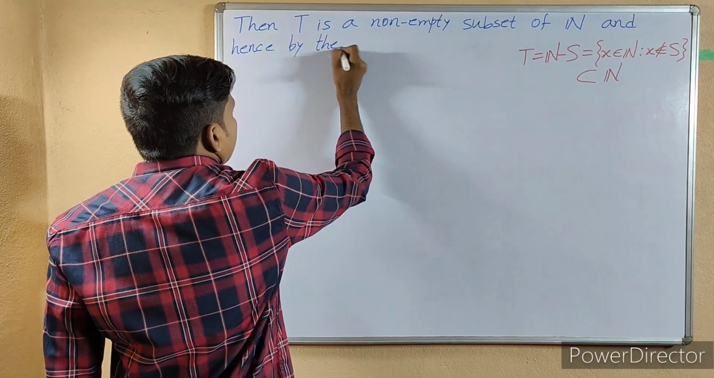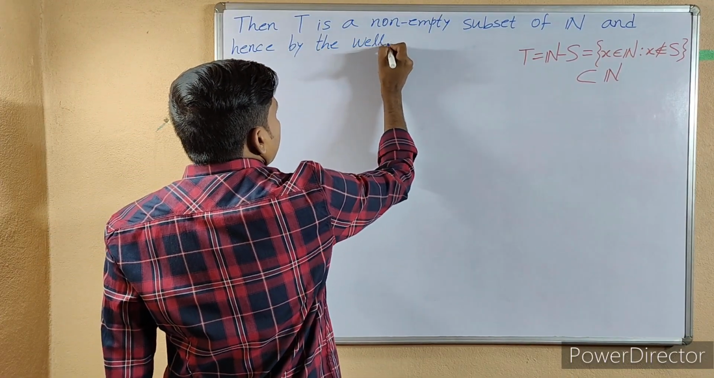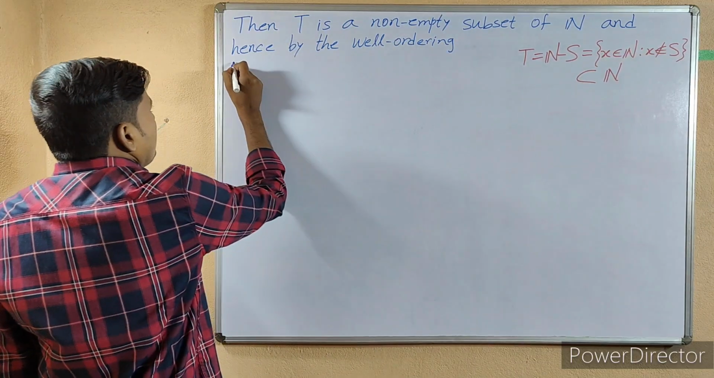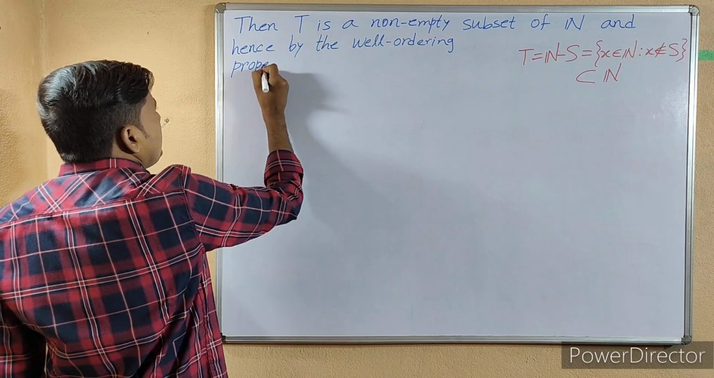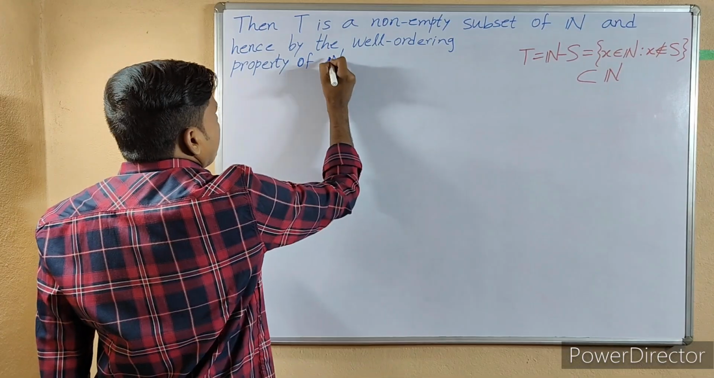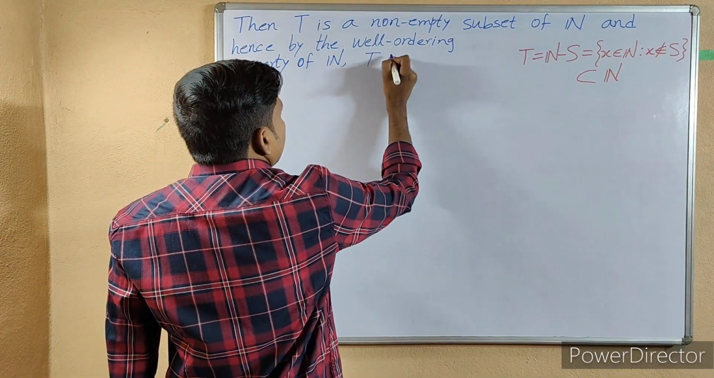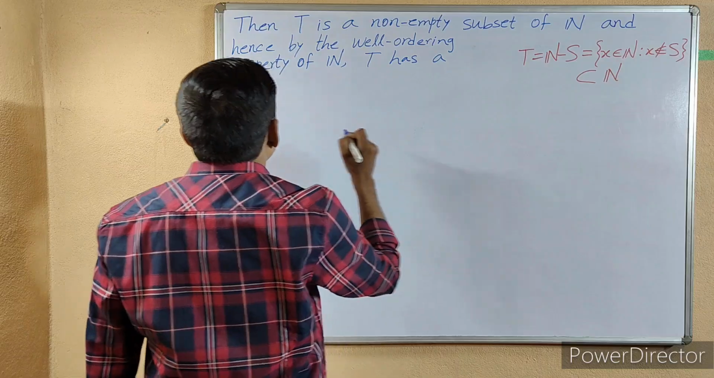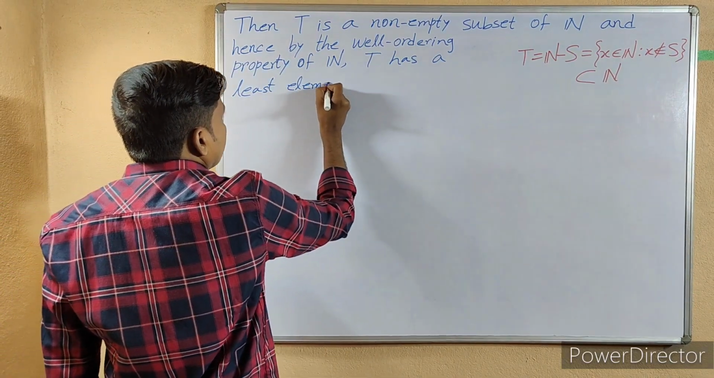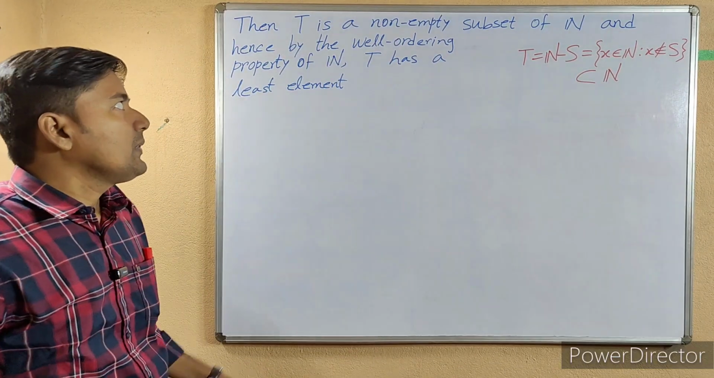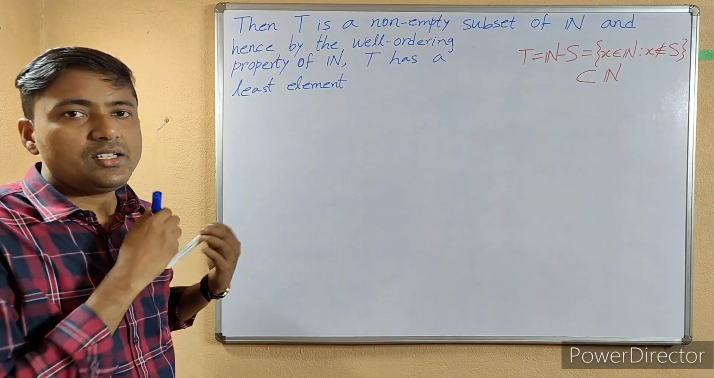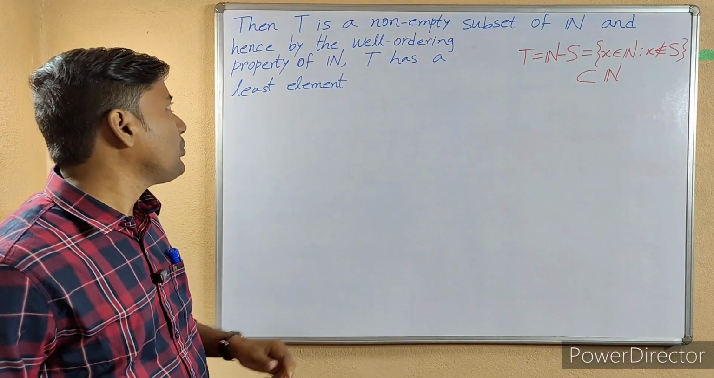by the well ordering property of N, T has a least element. Now, what is least element and what is the well ordering property of N?